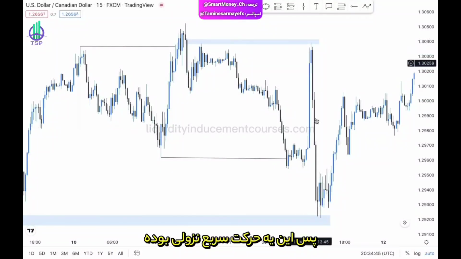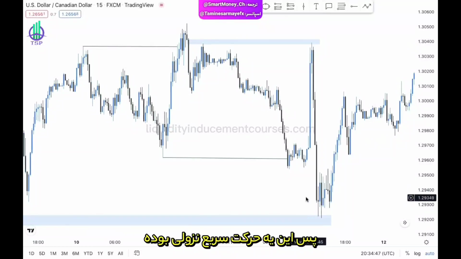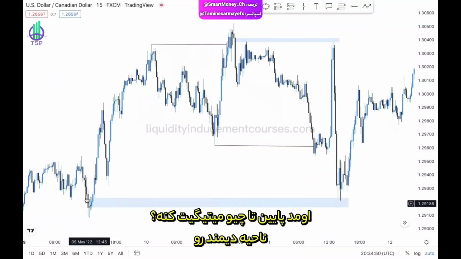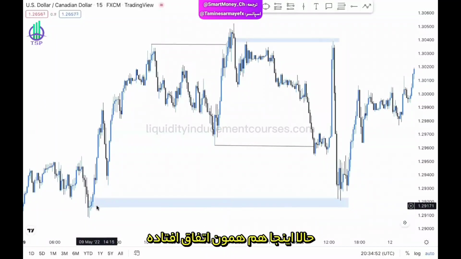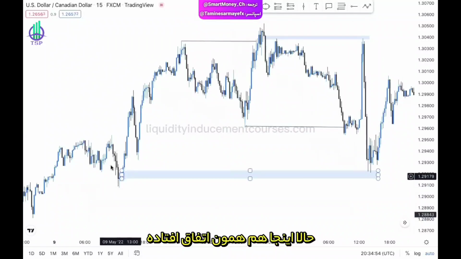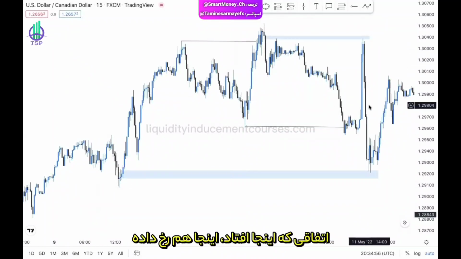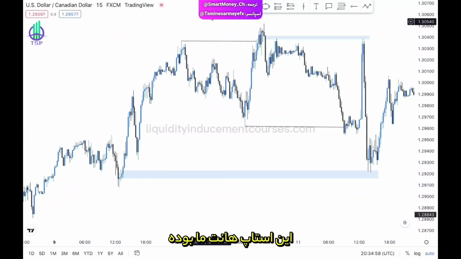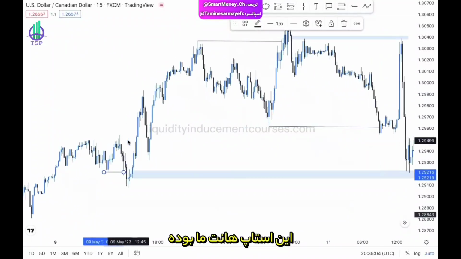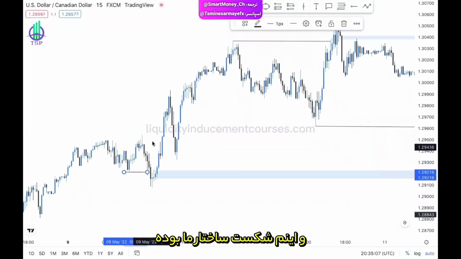So this was a quick move to the downside, okay? Back here to mitigate what? This level of what? Demand. Now, the same thing happened here. The same thing that happened here is what happened here. This was our RTO, this was our stopwatch, right? And this was our break of structure.